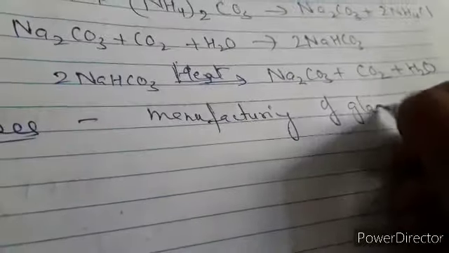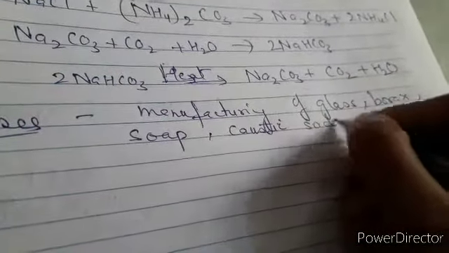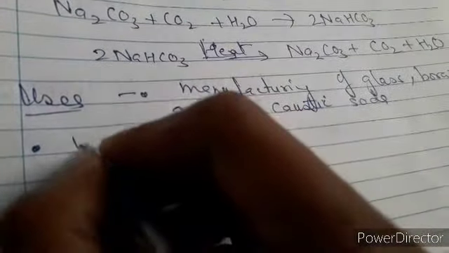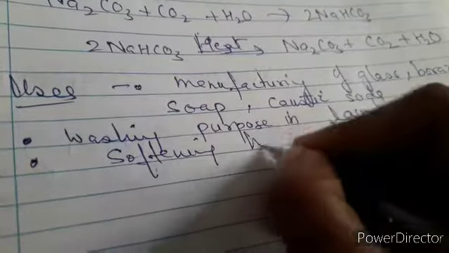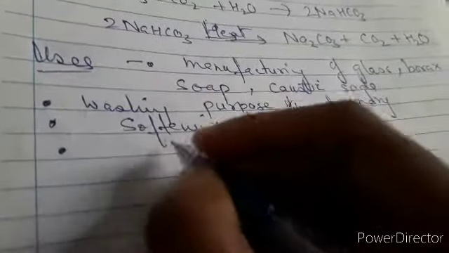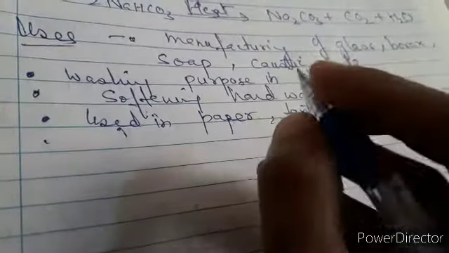Now we have uses also. Used in manufacture of glass, borax, soap, caustic soda. Second, washing purposes in laundry, hard water, used in paper, textile, paint industry. You can make your notes in this manner. Then we have written softening of water. So there are a few points, it's more than enough.